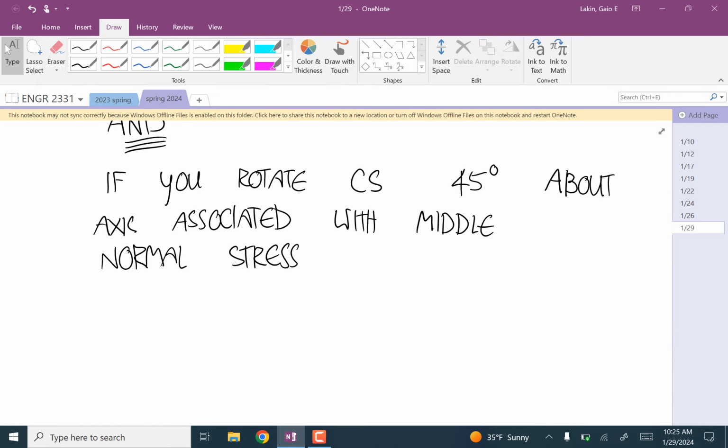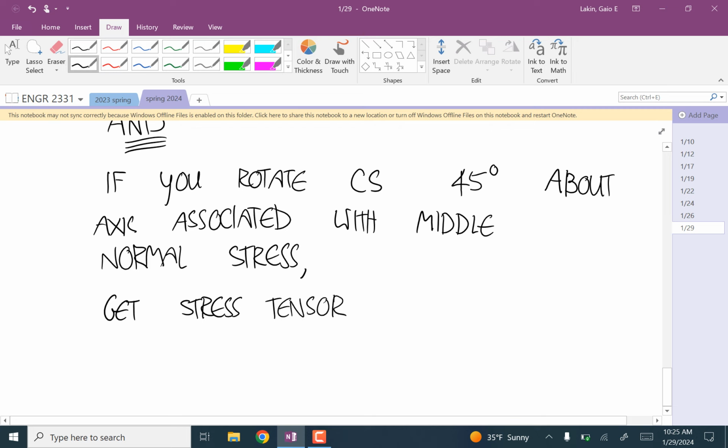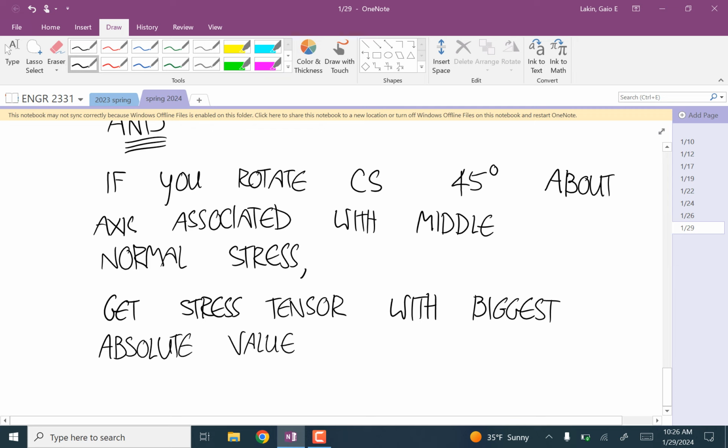Okay, but if you rotate the coordinate system 45 degrees about the axis associated with the middle normal stress, you get a stress tensor with the biggest absolute value of shear stresses. Makes sense.